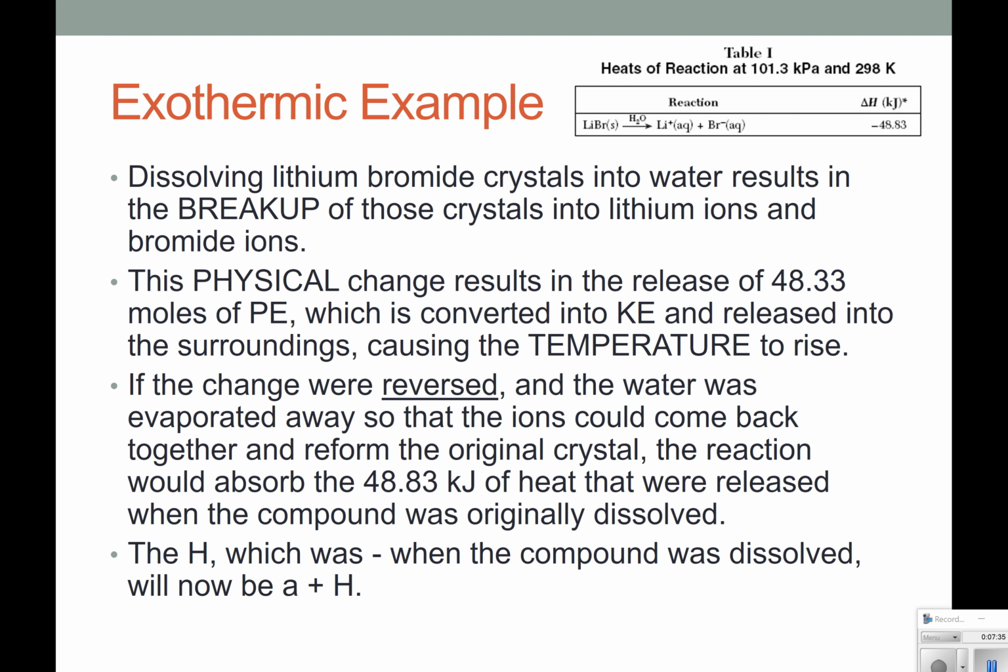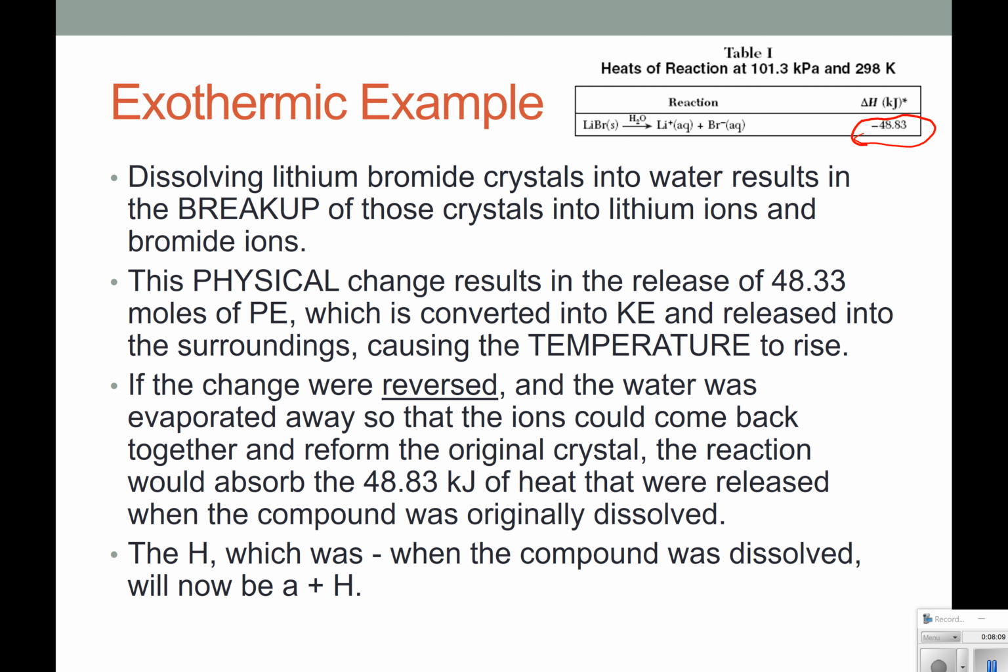So on Table I, we can figure out which one's exothermic by the negative heat value. And at the bottom of your table, there's a little blurb there that says, with a little star, that a negative value, a minus sign, indicates an exothermic reaction. So when we see that minus sign, it's going to tell us that that reaction is exothermic, which means the opposite's true. If it's a positive value, it would be endothermic.